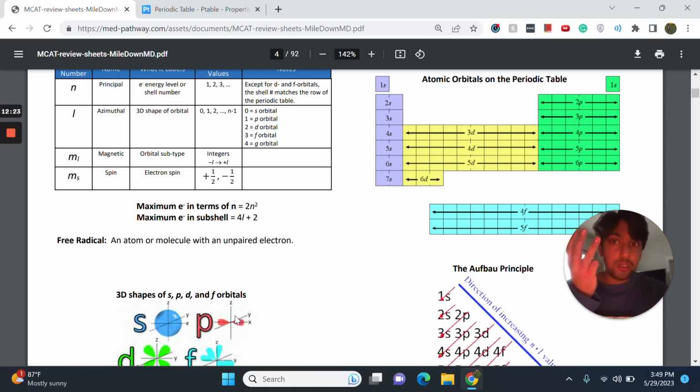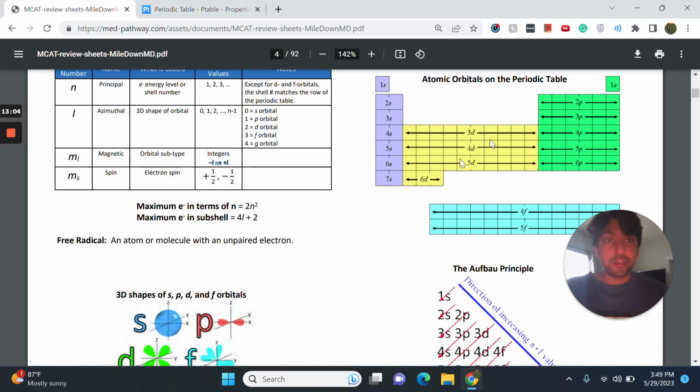So let's take D, for example. D is 2 for L, so you know that the number of orbital subtypes is negative 2, negative 1, 0, 1, 2. So there's 5, which means that it contains 10 electrons. You can see that here, this is 10 long, which means that there's 10 electrons within the 3D orbital.